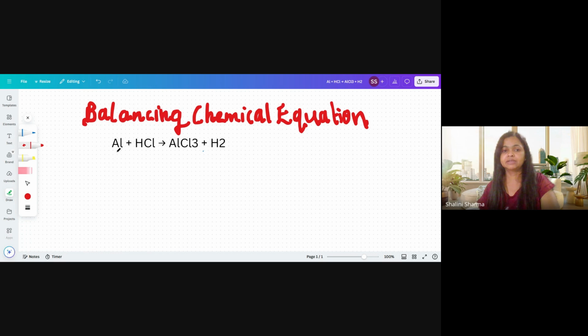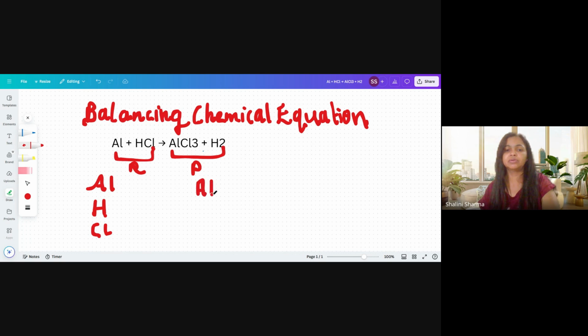So we have reactants on this side. I'm going to write down R for reactants. Reactants are present before the start of the reaction, and then we have products on the right side of the reaction, and they are produced as a result of the chemical reaction. So we're going to take into account how many atoms of each element are present on the reactant and product side. We have aluminum, hydrogen, and chlorine, and we are going to count how many of each are present on both sides of the reaction.